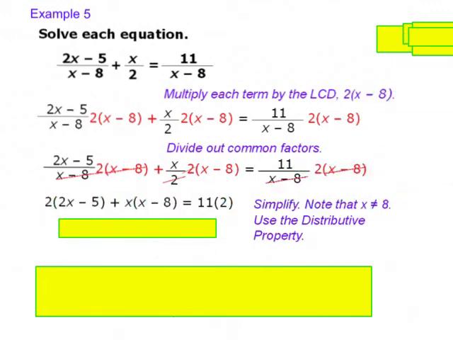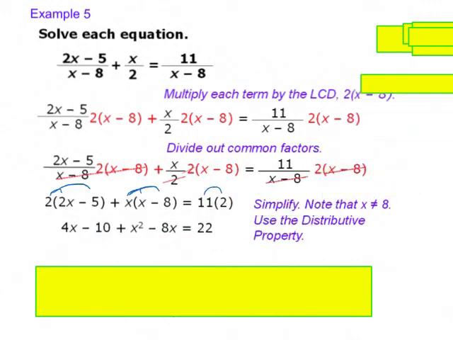Now, what do I do here? Well, let's see, I need to get rid of parentheses. So I'm going to distribute the 2 inside, distribute the x inside, multiply this 11 and 2 together. So that's going to get me this. Now, am I finished? No, because what do I see right here? Yes, like terms. So that's going to give me, let's put this in descending order, x squared minus 4x minus 10 equals 22.